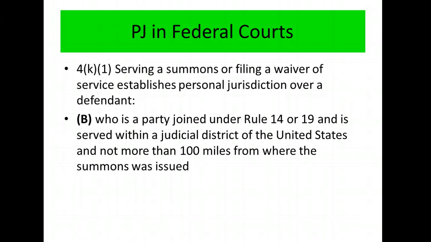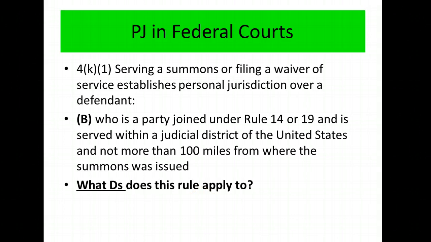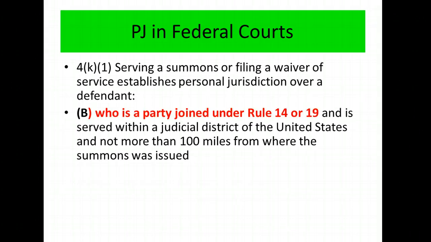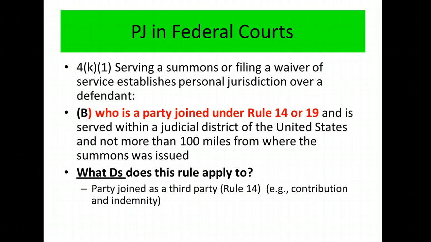It's the same trigger under 4K1, but B says you're talking about defendants who are a party joined under Rule 14 or 19 and is served within a judicial district of the United States and not more than 100 miles from where the summons was issued. All right, so if we break it down, the first part of the rule dictates who this rule applies to. It says who is a party joined under Rule 14 or 19. So what defendants are we talking about? Those defendants that are joined as third parties under Rule 14. So basically people who've been impled because they are found contributory negligent, or they had a contract to indemnify another, or parties joined as necessary parties under Rule 19.